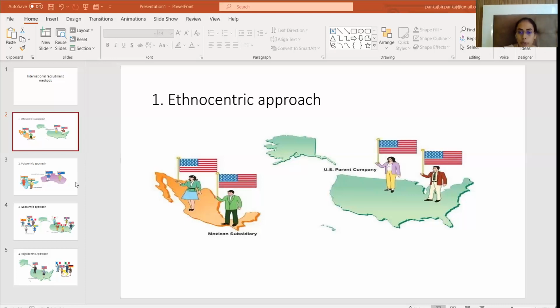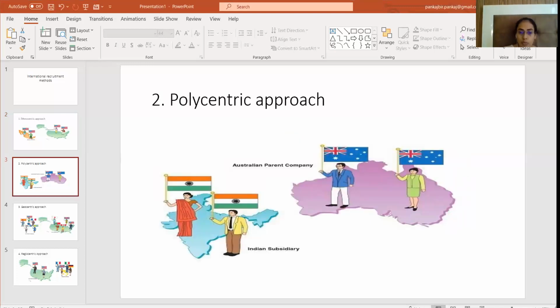The second kind of approach is known as the polycentric approach of recruitment. So what is the polycentric approach? When a company adopts a strategy of limiting recruitment of the nationals of the parent company and instead hires from the host country, it is called the polycentric approach. The purpose of adopting this approach is to reduce the cost of foreign operations gradually. Even organizations which initially adopt the ethnocentric approach may eventually switch over to the polycentric approach.